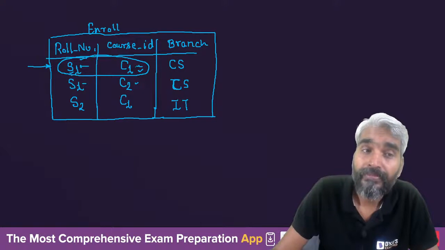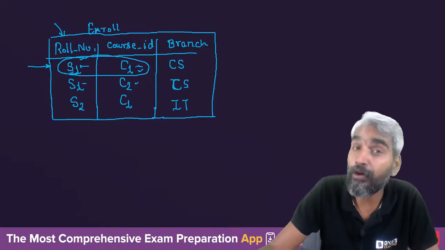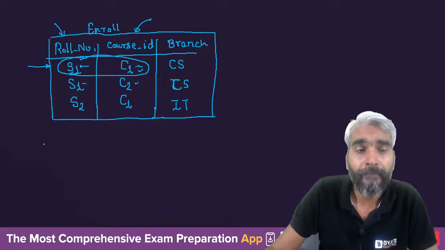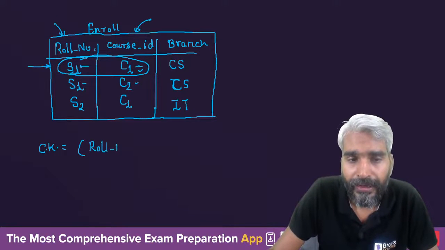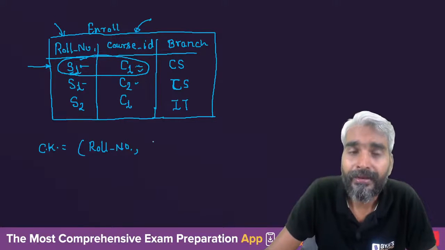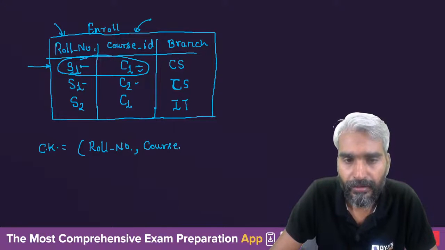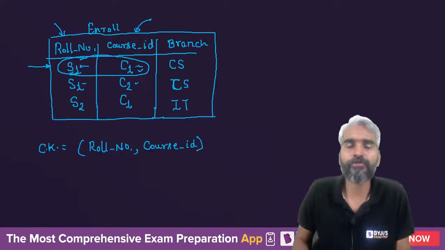So you know that individually the value of roll number may not be unique, and individually the value of course ID may not be unique. But together, the values of roll number and course ID will be unique in the table Enroll. There will be other aspects of looking at this information, but that's okay.